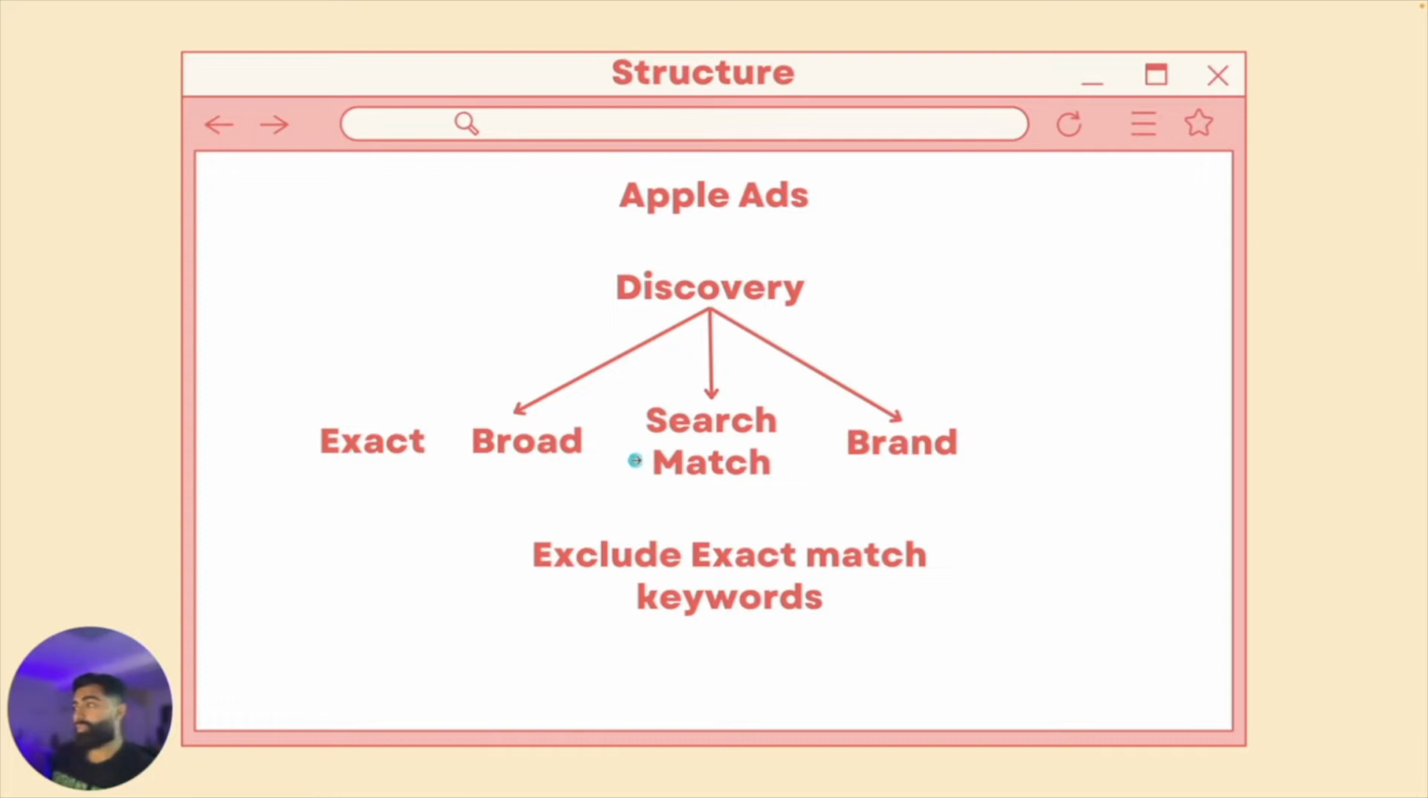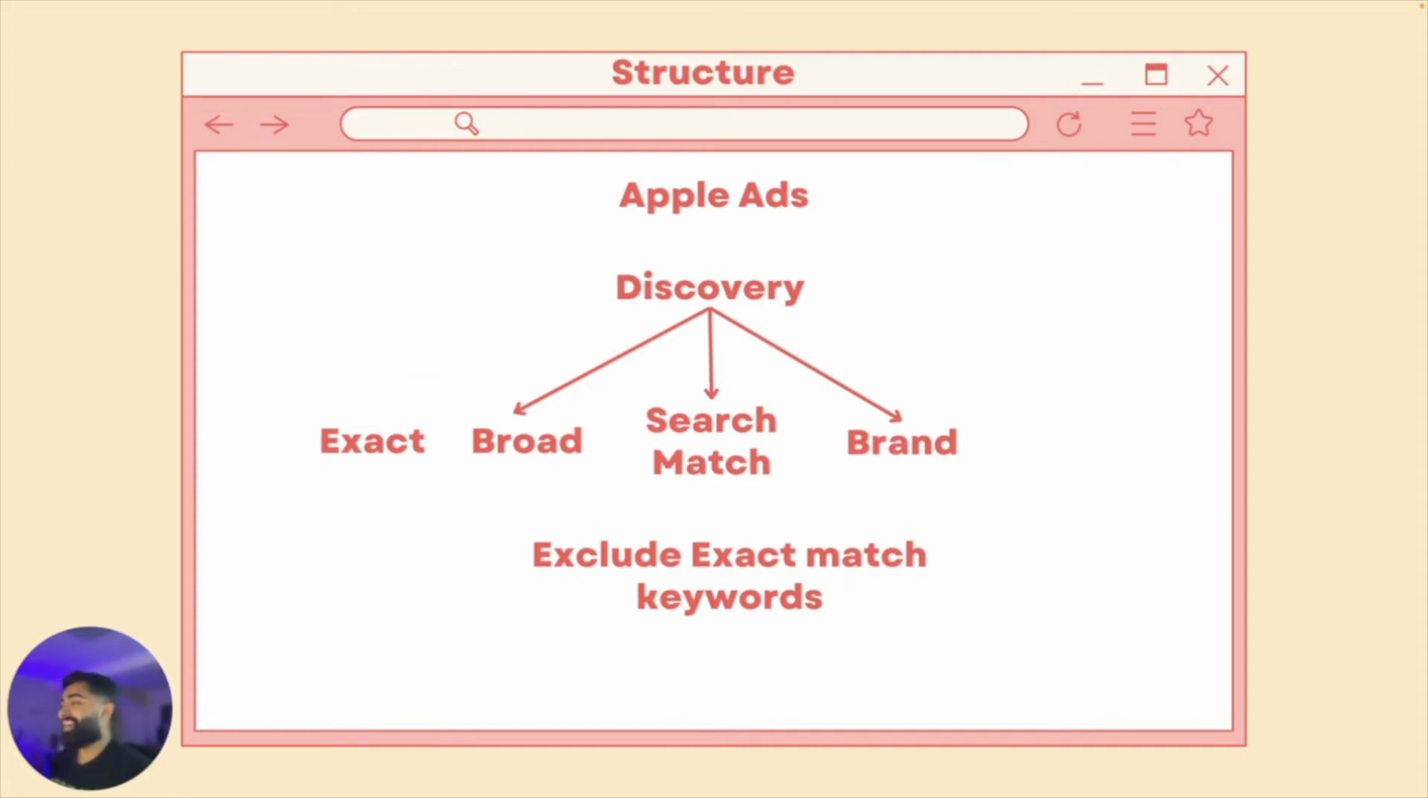The next campaign after this is the search match campaign. This is going to include no keywords at all. The only thing you're going to do is toggle the search match option that's available when you set up the campaigns. Again, we'll go through this shortly. And then you'll exclude, again, the exact match keywords that are available in here.